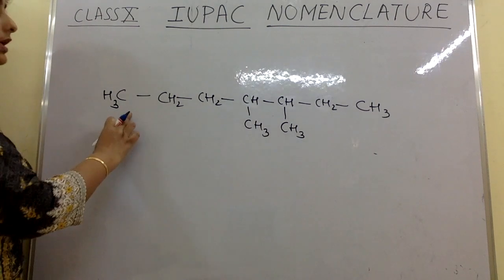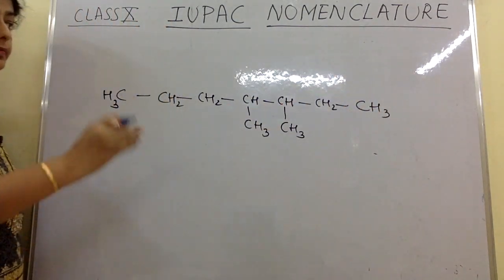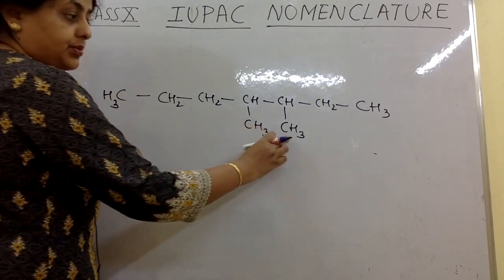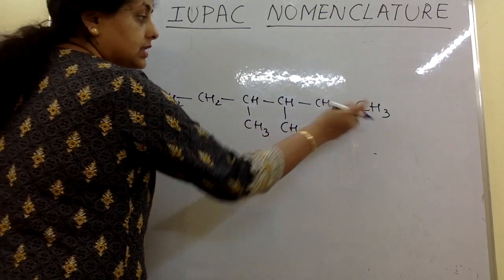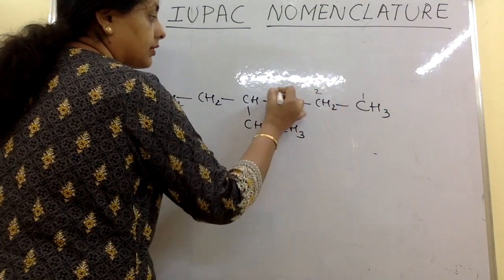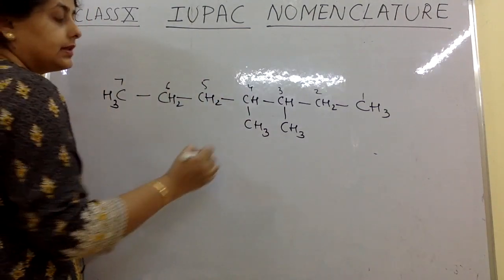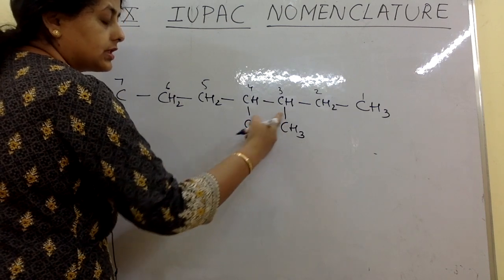Now here, this is our long chain, definitely. There are 1, 2, 3, 4, 5, 6 and 7 carbons. Now these are the substituents, the methyl groups, and they are closer to this carbon, so this will get number 1. And then if this gets number 1, this is the third carbon to which this is attached.